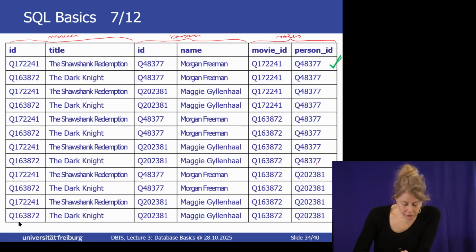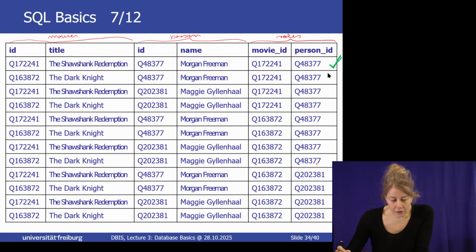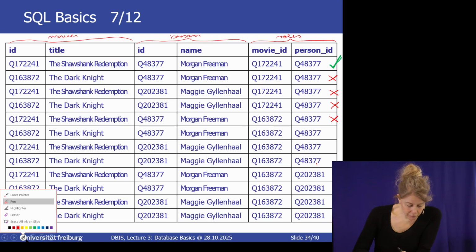Let's do the next row. Is this row a match, yes or no? No. Next one? You have to say yes or no. No, why not? Movie ID is the same. Person ID is not. Okay. Next one? No. Next one? No. Next one? Yes, it is.